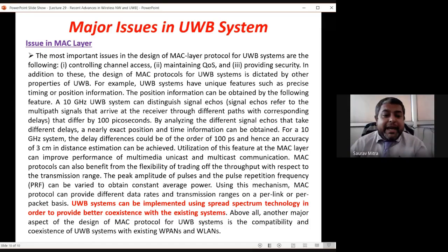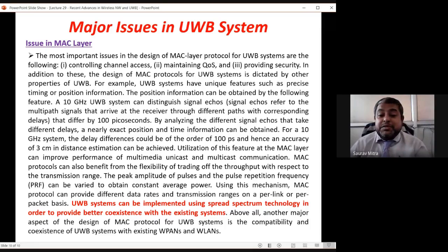Utilization of this feature at the MAC layer can improve the performance of multimedia unicast and multicast communication. MAC protocols can also benefit from the flexibility of trading off throughput with respect to transmission range. So there can always be a trade-off, that is, how much throughput we want and how much transmission range we want.